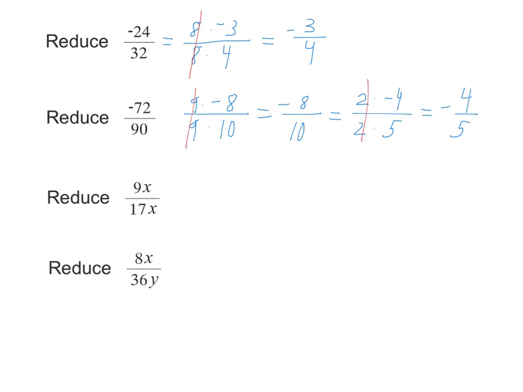Now, variables work the same way. The numbers 9 and 17 have nothing in common, but I have an x in the numerator and an x in the denominator. They can also reduce, and I'm left with 9/17. In the next one, x and y don't have anything in common, but the numbers do. 8 and 36 both have an 8 in them. The 8's cancel, and I'm left with an x in the numerator and a 4 times y in the denominator.